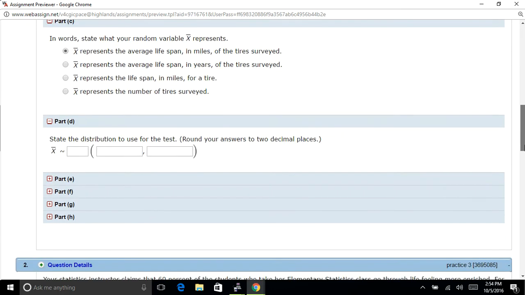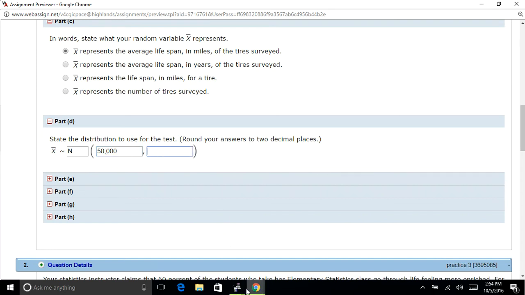So now I need to state the distribution. Anytime you have a normal distribution or a z-test, you put an N here, and then this one is going to be your population mean. Remember that population mean is the one again in the hypothesis.